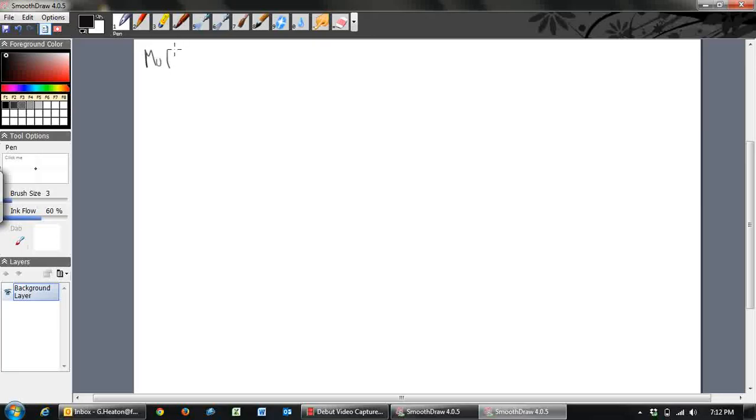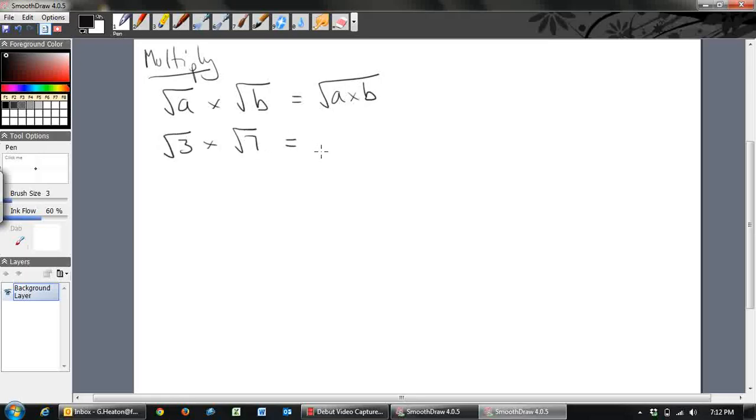So firstly, let's do multiplying surds first. Basically if you have some surd square root of A and you multiply it by square root of B, nice and simple, what it turns out to be is A times B under the same square root sign. So this is really simple. In other words, root 3 times root 7 is just equal to the square root of 21. And it's that simple, nice and easy. You just multiply the two numbers together and they end up under the square root sign.